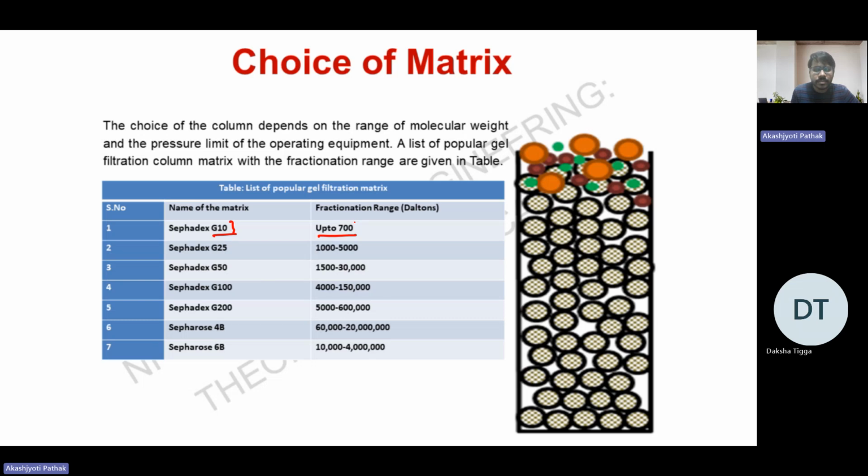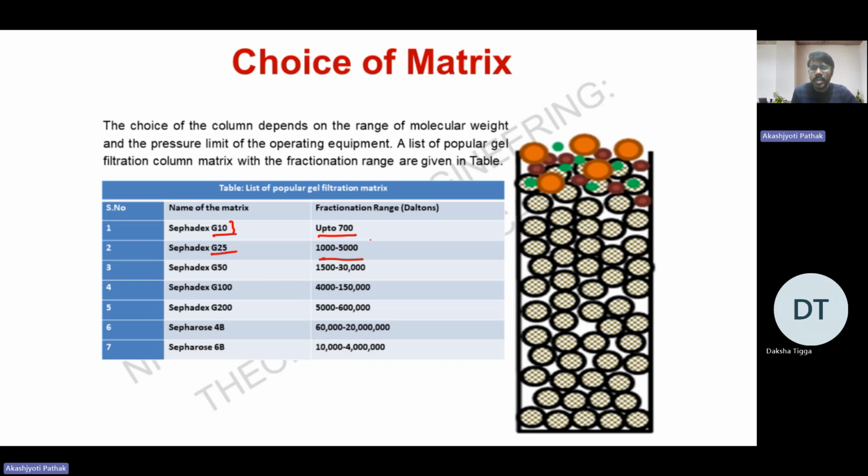So it means that any molecules which are less than 700 daltons, only those molecules will enter inside the pores. The others which have molecular weight greater than 700 will be excluded. Similarly, Sephadex G25 has a fractionation range of 1000 to 5000. What does it mean? Molecules which have the molecular weight in this range, only these type of molecules will enter inside the pores which are present in the gel beads.